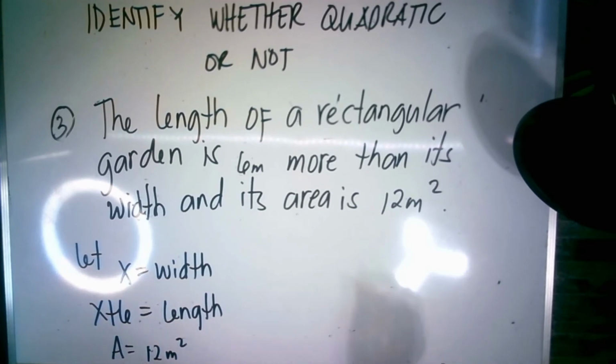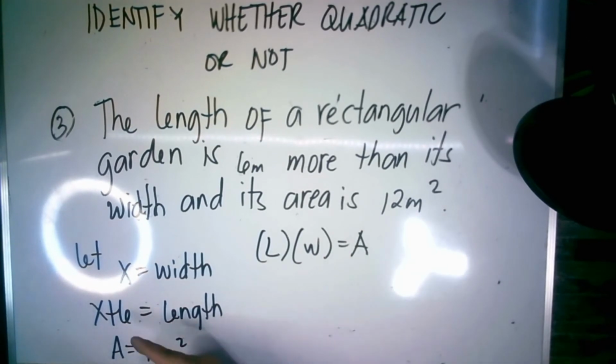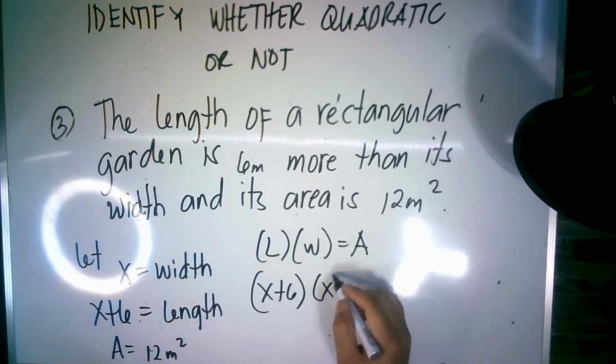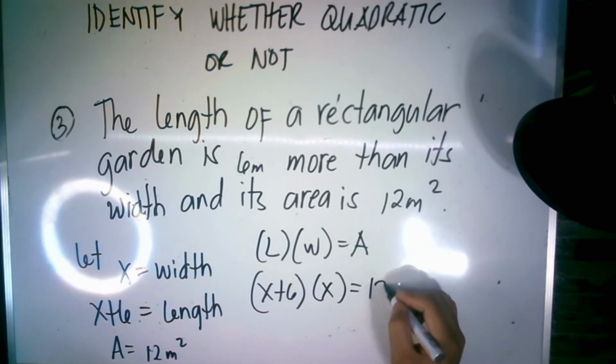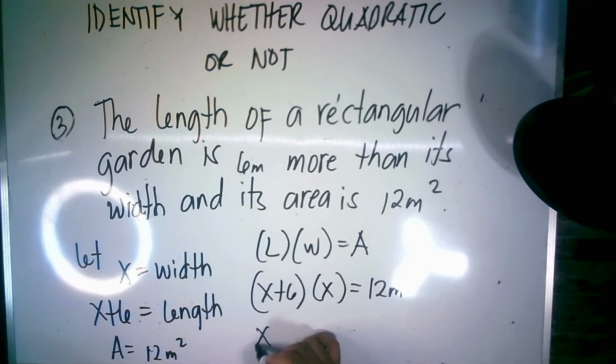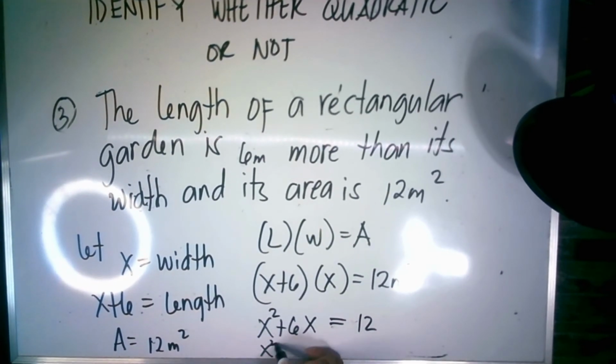Ang pag-establish sa quadratic siya, very simple. Since kabalo ta ang area is length times width, di ba? Length times width is equals to area. So, ato siya establish, we have x plus 6 times x is equals to 12 meters squared. So, x times x, x squared, 6 times x is 6x, plus 6x equals 12. So, transfer na ito para mahimo siyang standard form, x squared plus 6x, transpose, minus 12 equals 0.